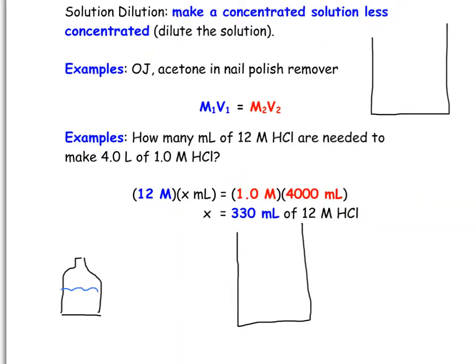On this slide, we're going to talk about solution dilution, which is when you make a concentrated solution less concentrated. Because in the previous slides, we were talking about a solid, and we would take the mass of a solid, such as potassium chloride, and dissolve it in water. Well, when we're starting with a liquid, we're not going to measure that out as a mass. We're going to measure it in a volume. So we're going to use a different equation.